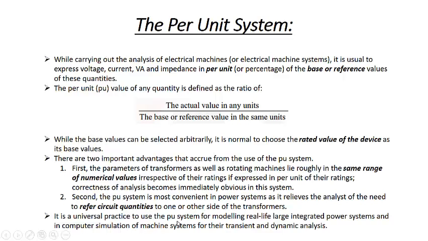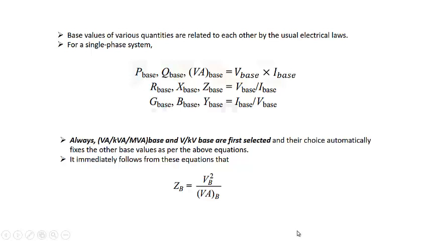So it is usual practice to use the per unit system for modeling real-life large integrated power systems and in computer simulation of machine systems for transient and dynamic analysis, because of its obvious advantages. So base values of various quantities are related to each other by the usual electrical laws.